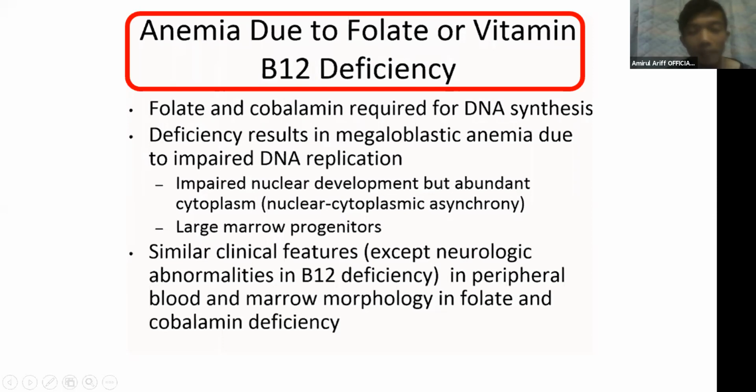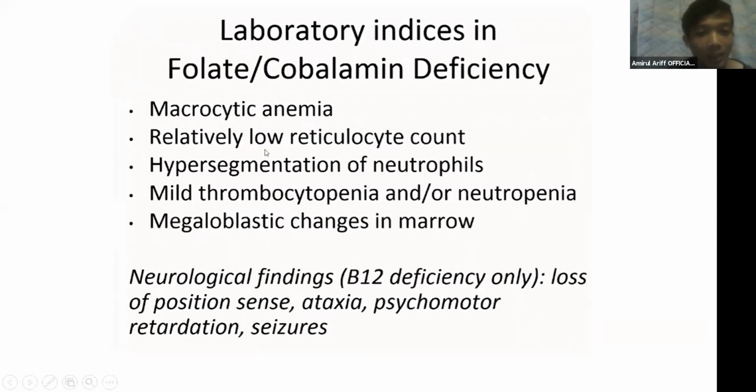So the lab findings for anemia due to this are, of course, macrocytosis, a relatively low reticulocyte count, and uniquely, there is hypersegmentation of neutrophils, which we will talk about after this, and also thrombocytopenia and megaloblastic change in the marrow. About the clinical findings I mentioned just now, in severe B12 deficiency there are neurological findings like loss of position sense, paresthesia, psychomotor retardation, and also seizure. Usually the symptoms will resolve if we correct the deficiency, so they are not permanent.